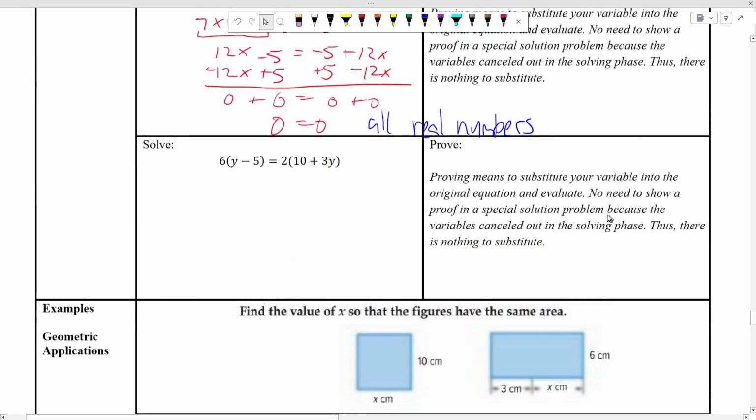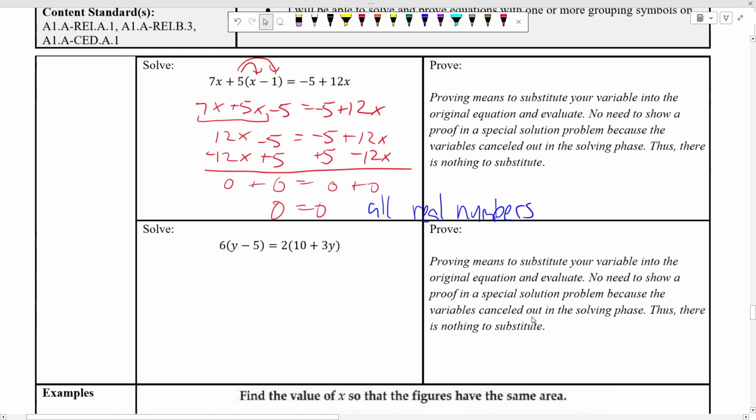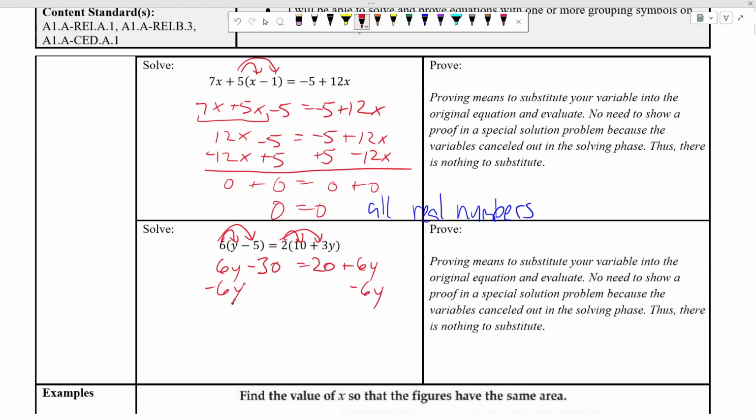Whoops, skipped a little too far. Okay, there we go. So we also have this other one to check out here. Boom, boom, distribute, distribute, distribute, distribute. Okay, so 6y minus 30 equals 20 plus 6y. Okay, let's start moving things over. 6y minus 6y plus 30 plus 30.